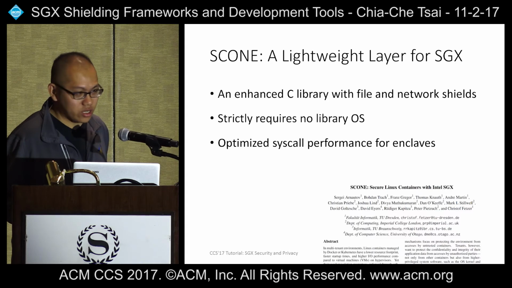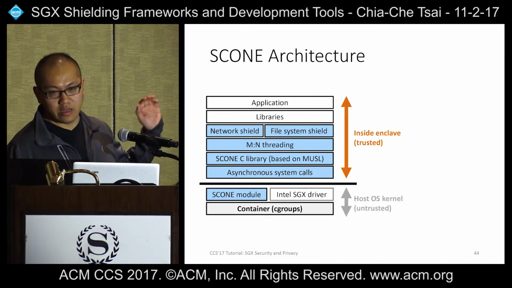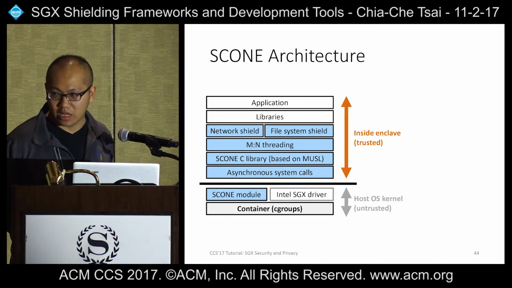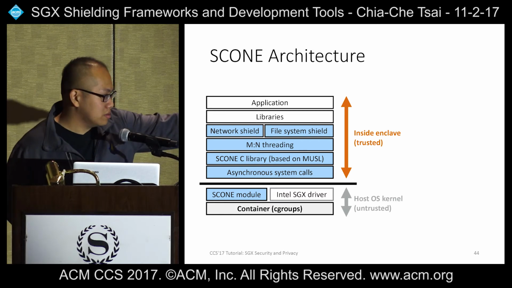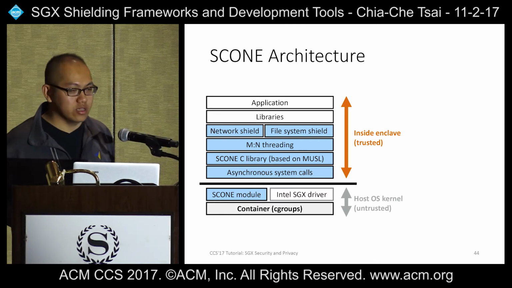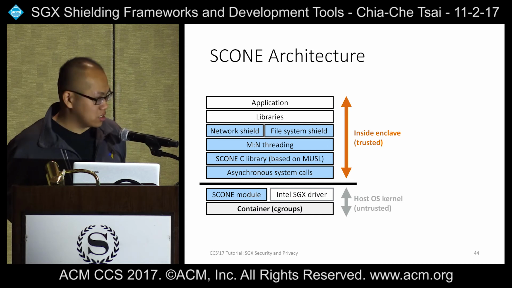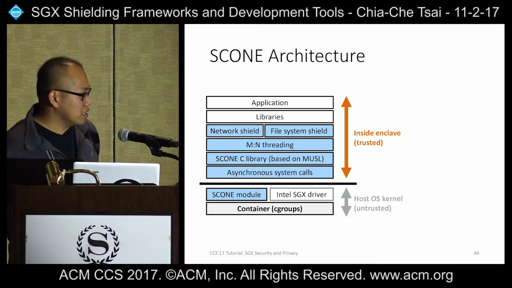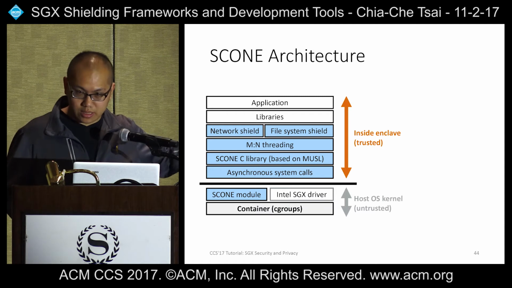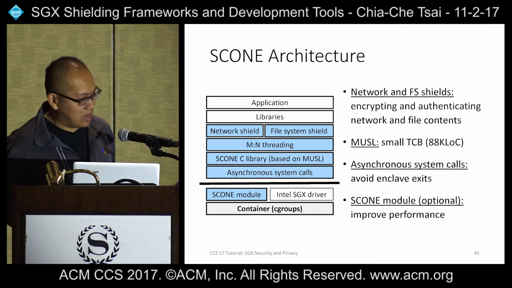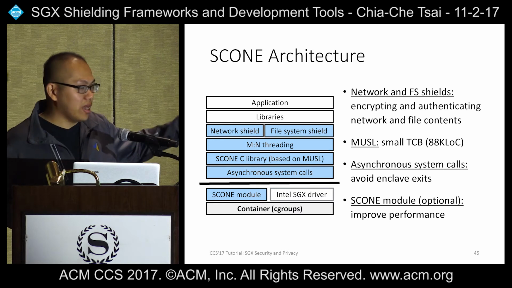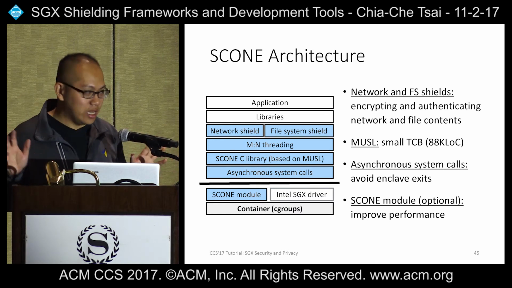So this is the SCONE architecture. You can see it's very obviously different from the LibreOS's work. They have a C library sitting at the bottom, and they have asynchronous system call interfaces to improve the system call performance. This C library is based on musl, so it is as small as you can think of. On top of that, they have some threading libraries to provide virtual thread creation.